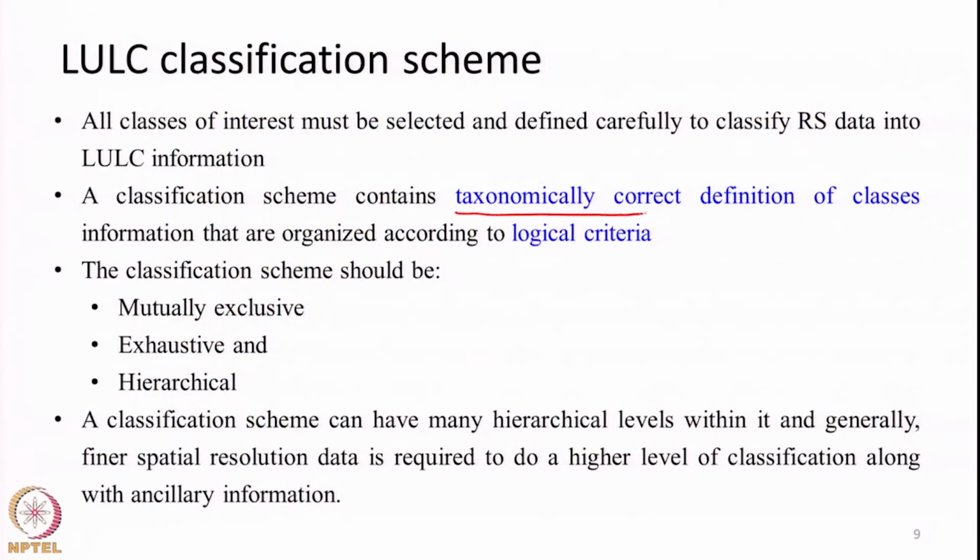A classification scheme contains taxonomically correct definitions of classes organized according to some logical criteria. That is really important. It should not be illogical, right. A forest should not be classified as a cropland and defined that way. So there should be logical criteria and everything should be defined correctly. It will act as a guideline to whoever does the classification.